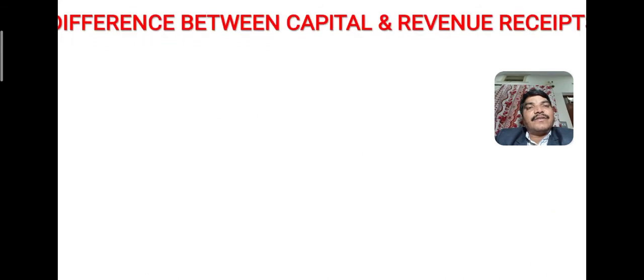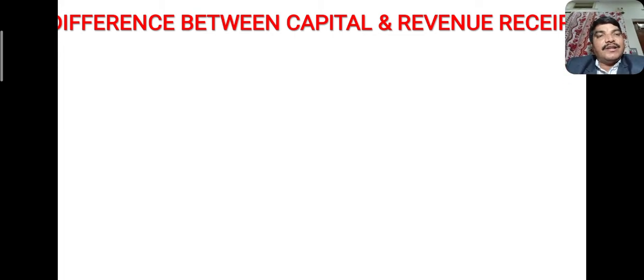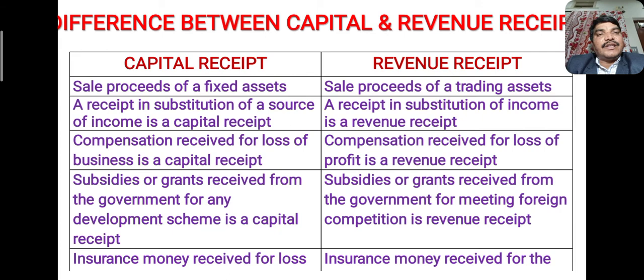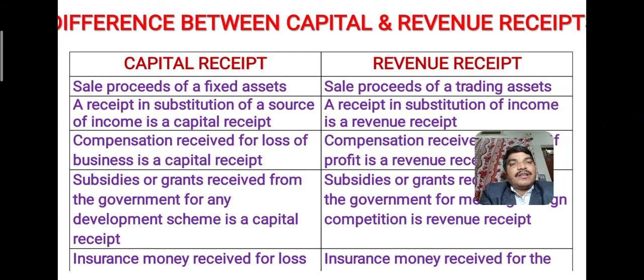So then, after a discussion of these things, we are going to discuss the differences between capital and revenue receipts. There are fundamental differences between capital and revenue receipts. Capital receipt means the sale proceeds of fixed assets. Any sale proceeds from the fixed assets is treated as a capital receipt.